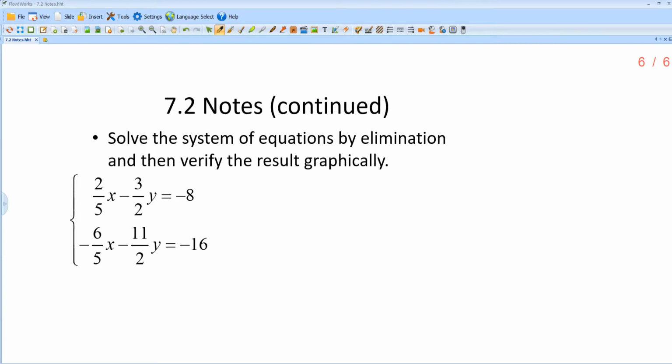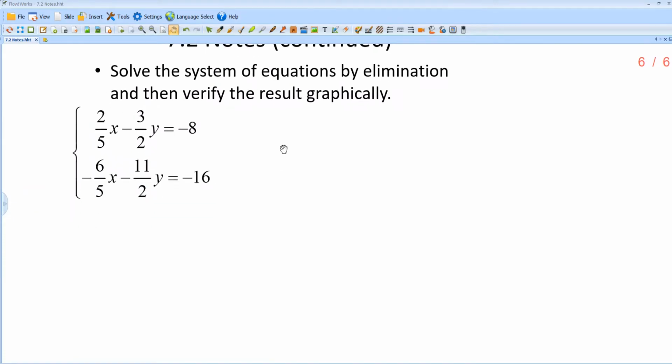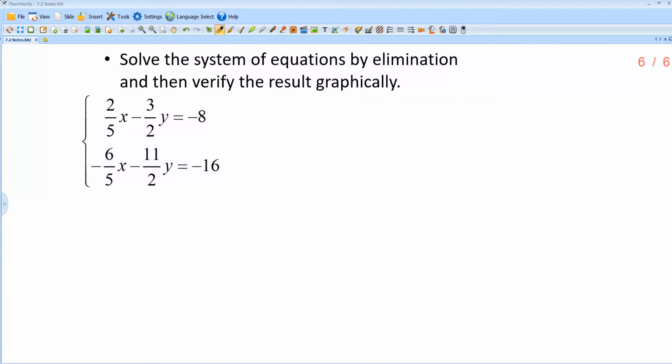All right, and then one last example. We've got to end on a really strong note and throw in these wonderful fractions. So we have 2/5 x minus 3/2 y is equal to -8, and -6/5 x minus 11/2 y is equal to -16. Now I know we usually panic when we're seeing fractions, but we're just going to go through this with the exact same mentality. We can eliminate either x or y. If we look at the x's, both of them are already over 5. If we look at the y's, both of them are already over 2. That's a good thing for me. I don't have to necessarily worry about those denominators yet as much.